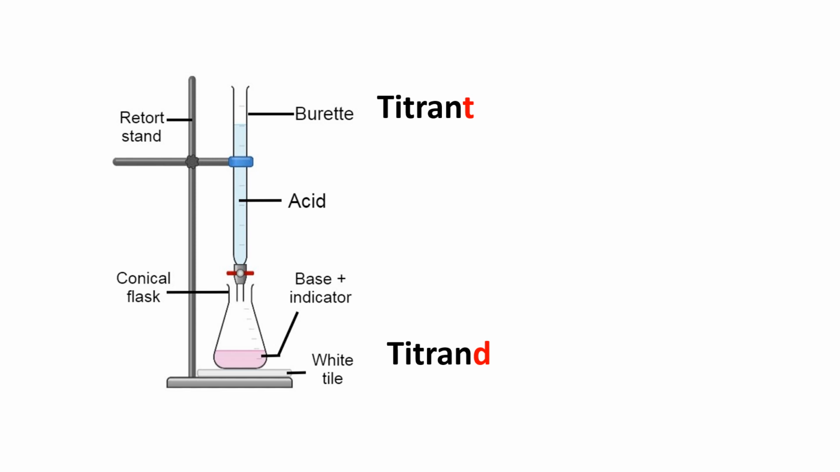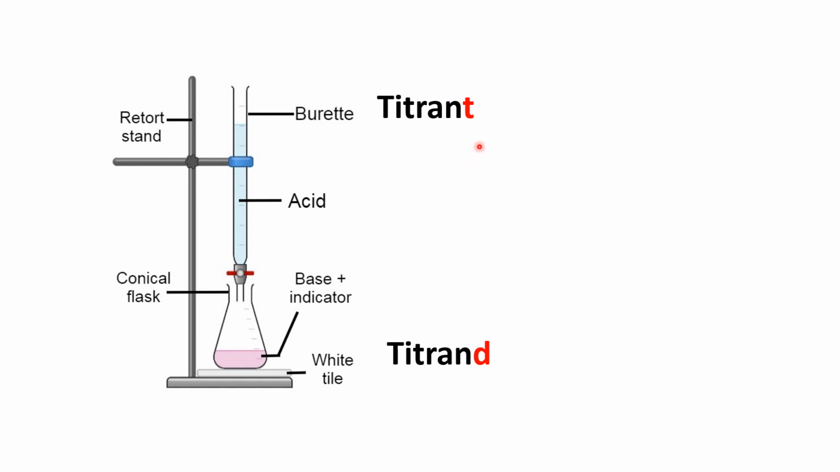You can see a burette. In that some solution is there. A conical flask is there. In that again some solution is there. So you have already done titration, so you know that there is a burette solution and there is a solution in the conical flask. What you have to remember is titrant is the solution in the burette and titrand is the solution in the conical flask.